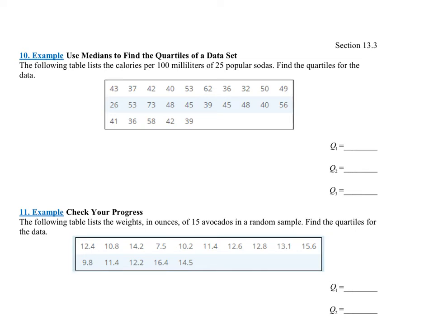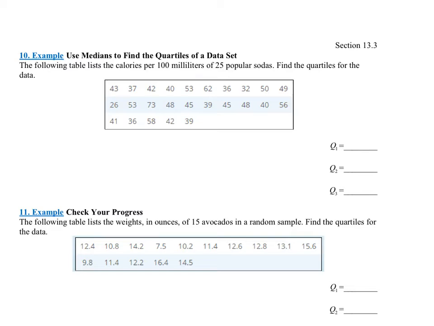Okay, so we're looking at example 10, which is again another example of finding those quartiles. It says the following table lists the calories per 100 milliliters of 25 popular sodas. Find the quartiles of the data. So here's how many calories there are in 100 milliliters of the sodas. You have the 43, 37, that entire table all the way through 39.